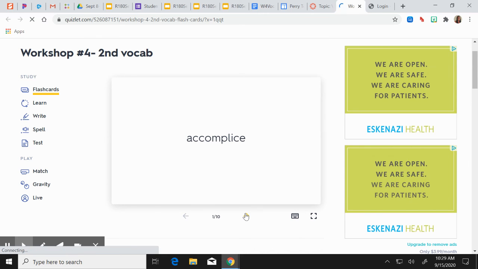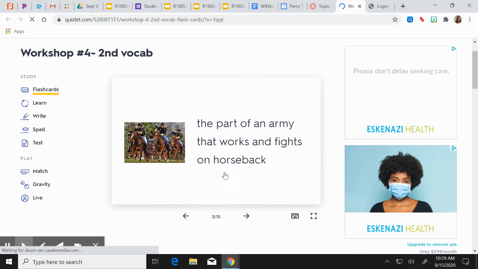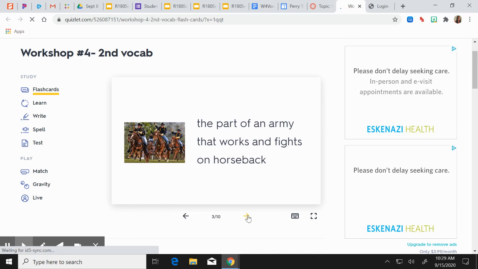So study your words. Just by clicking it, it gives you the definition and a picture again, and then you are done for the day after your software and reading.